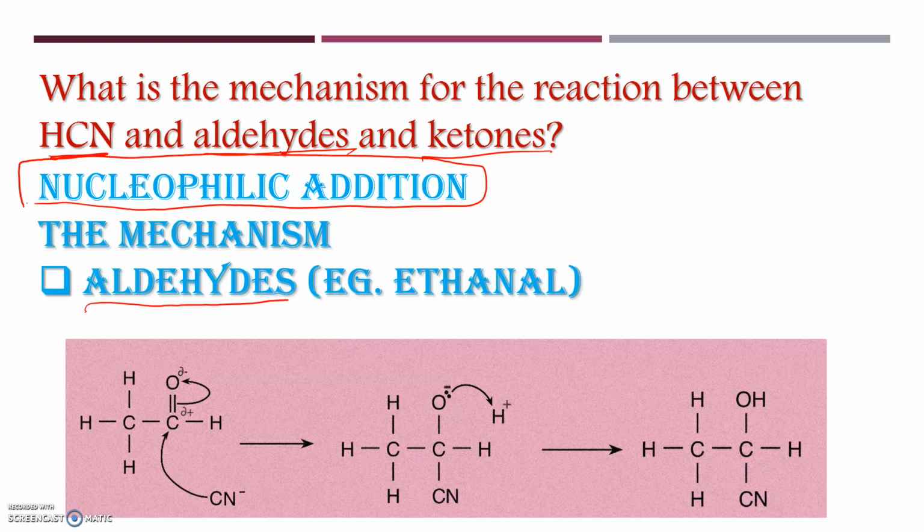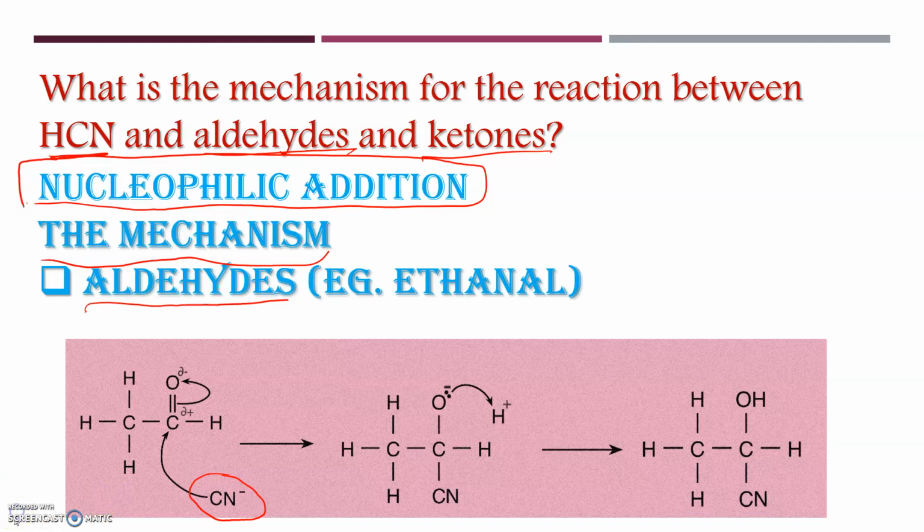Or electron donor, correct? So the mechanism here, for example, we're having ethanal here, 2 carbons and CHO, so this is ethanal. This is the CN, which is our nucleophile.